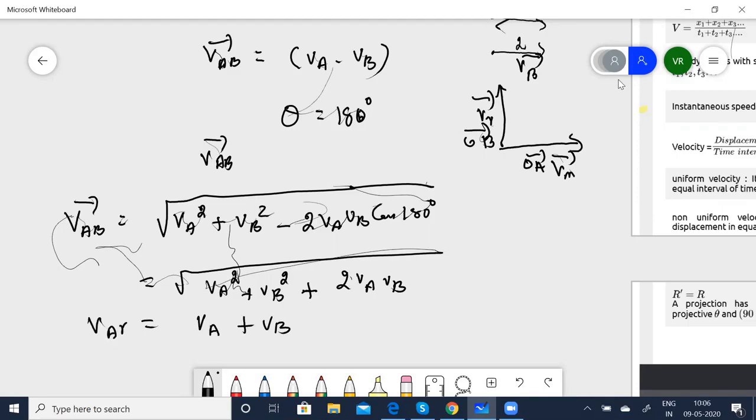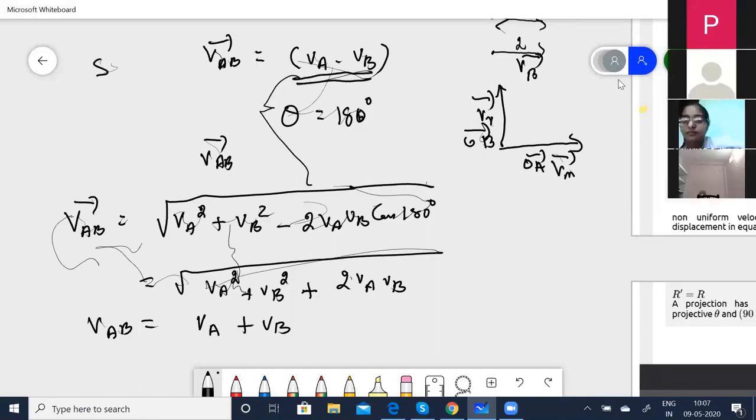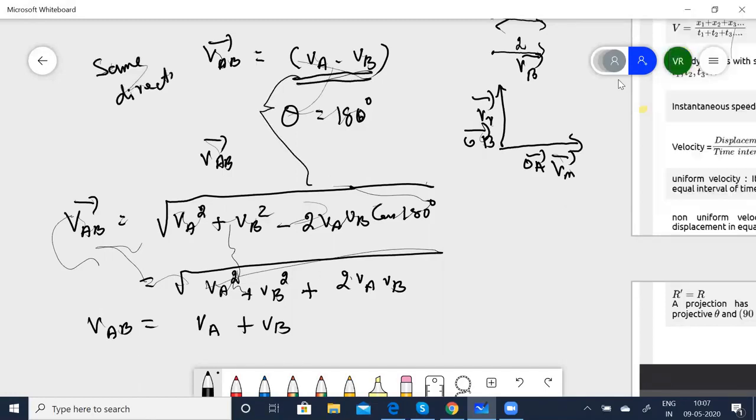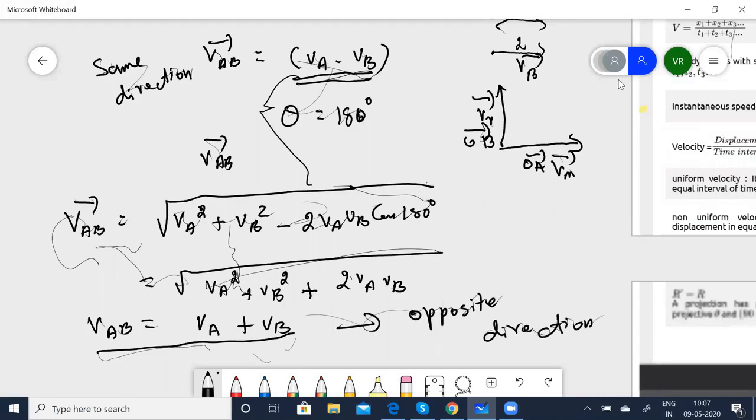So VAB. You can simply remember it this way: when the bodies are moving along a parallel straight line in the same direction, it is going to be VA minus VB. Okay, this is for same direction, remember. And when they are going in the opposite direction, then it is going to be VA plus VB. This is for opposite direction. So remember these formulas. Okay. Now coming back to the rain problem.